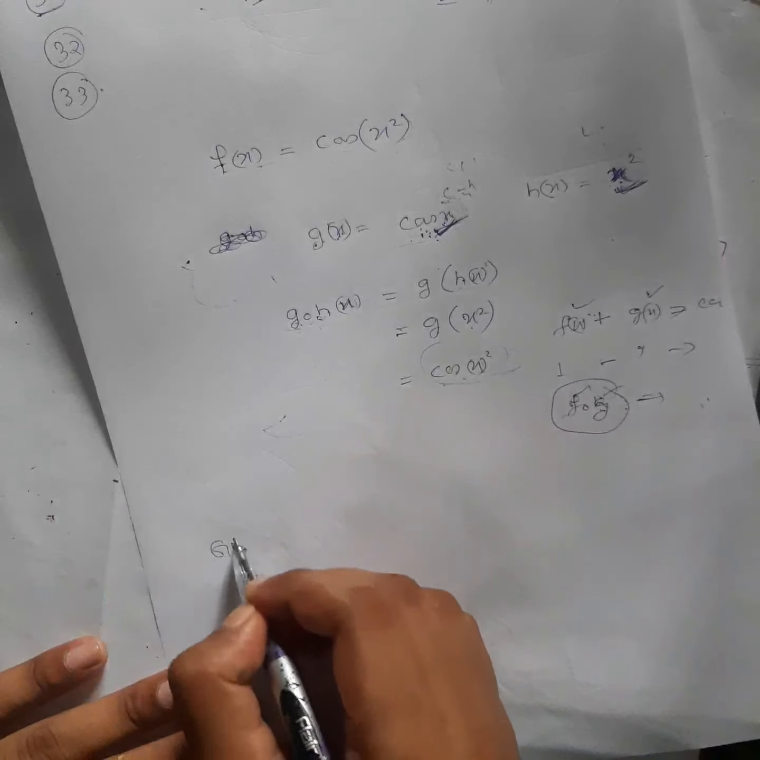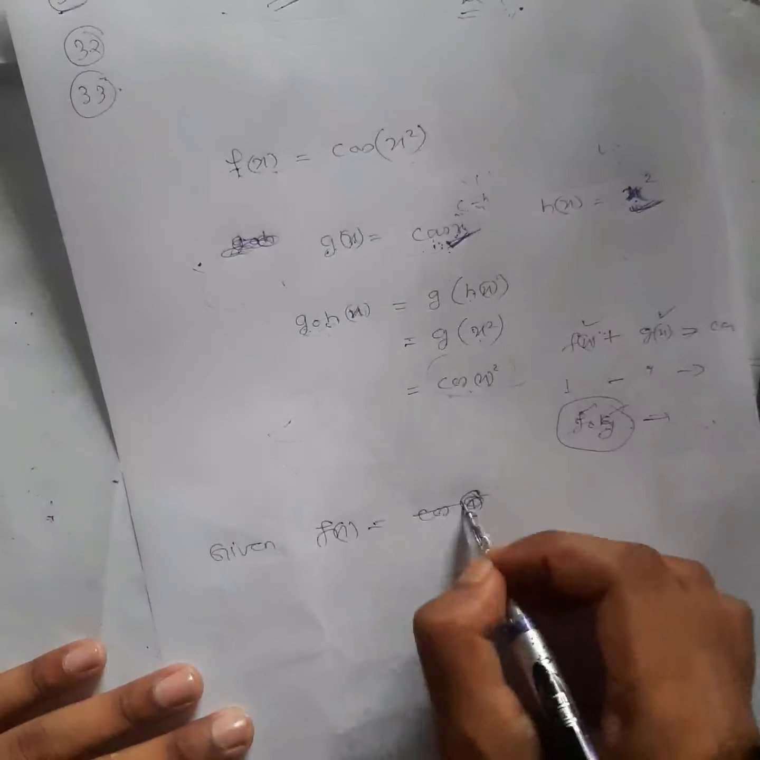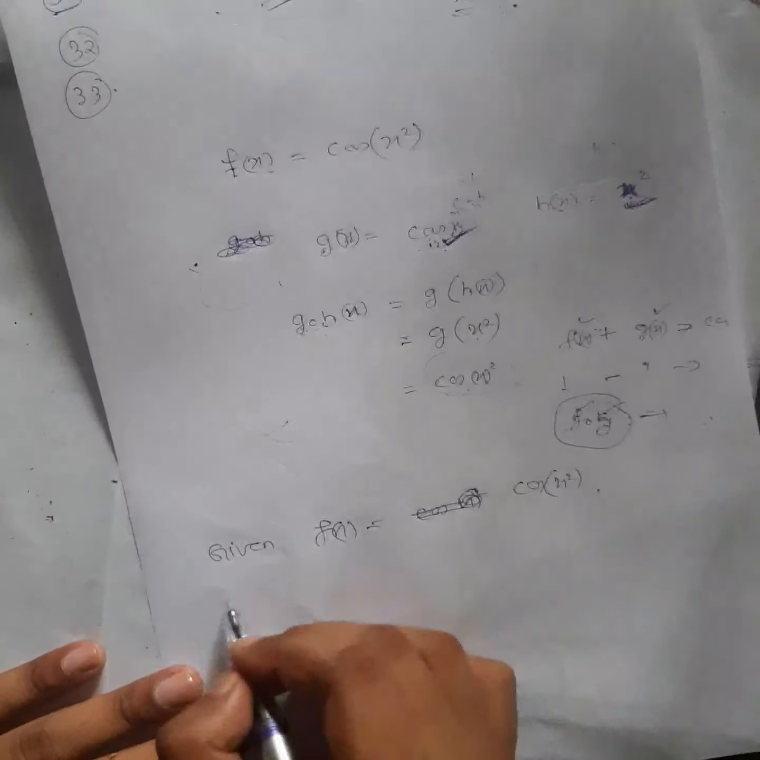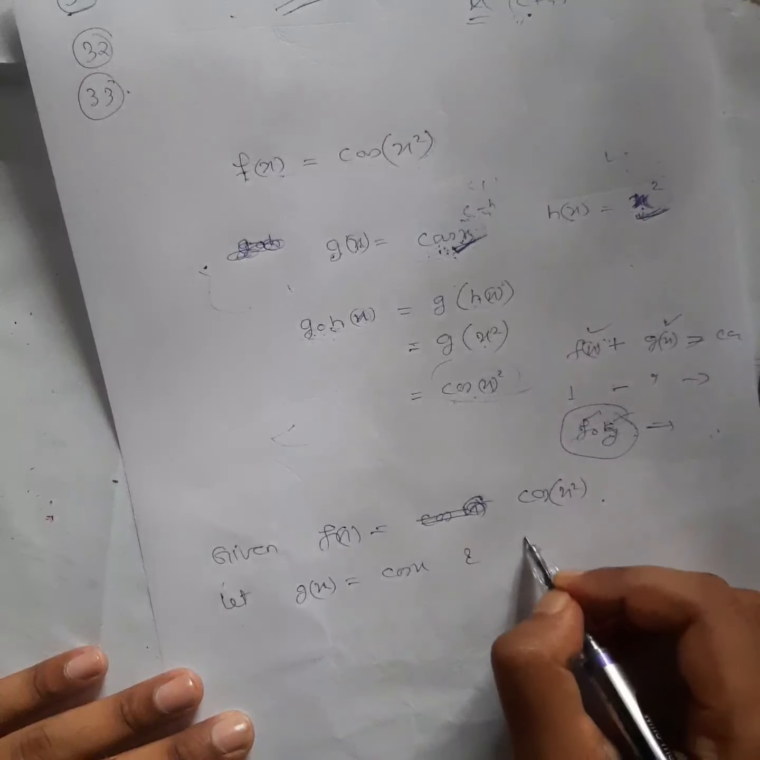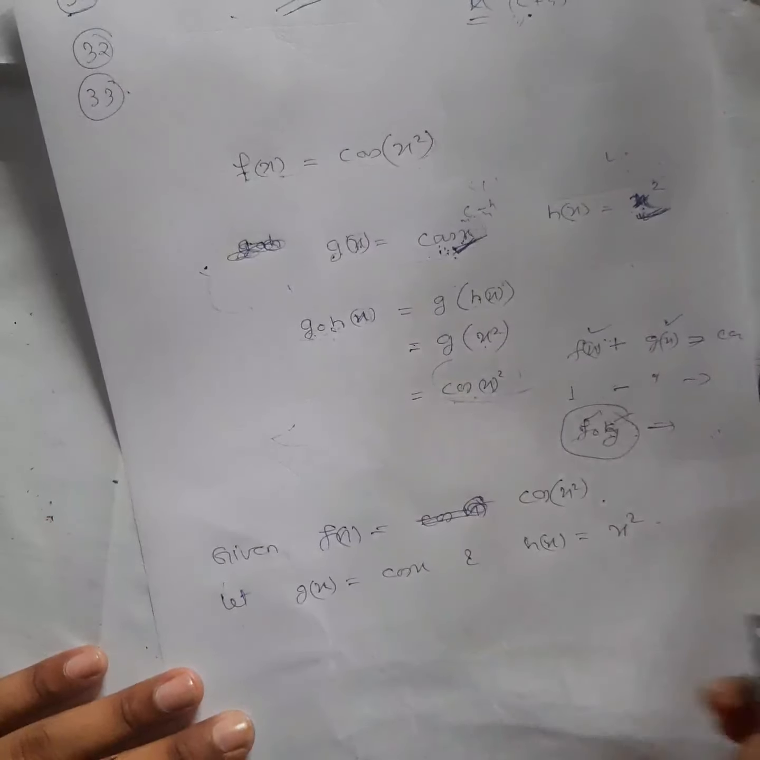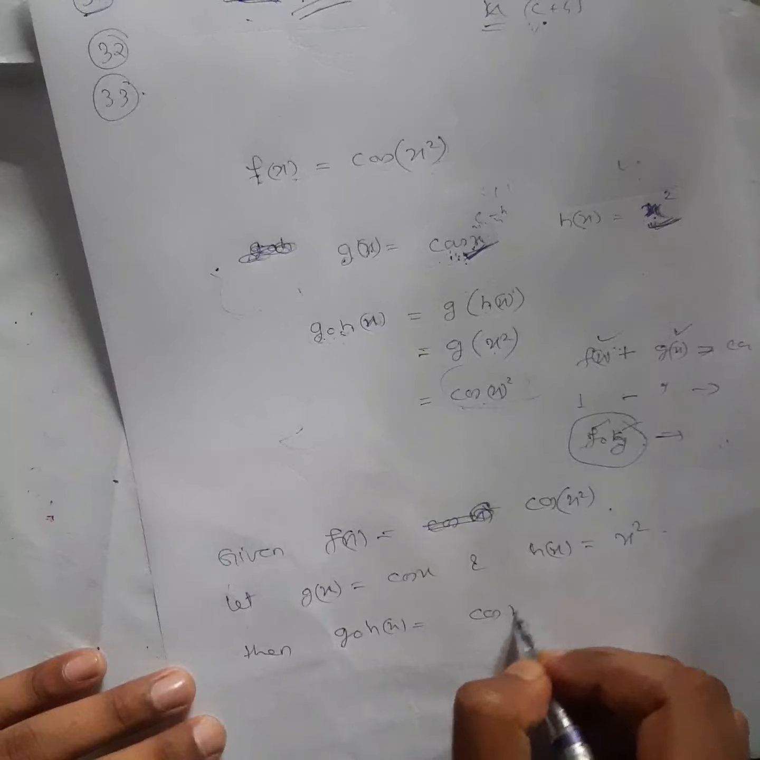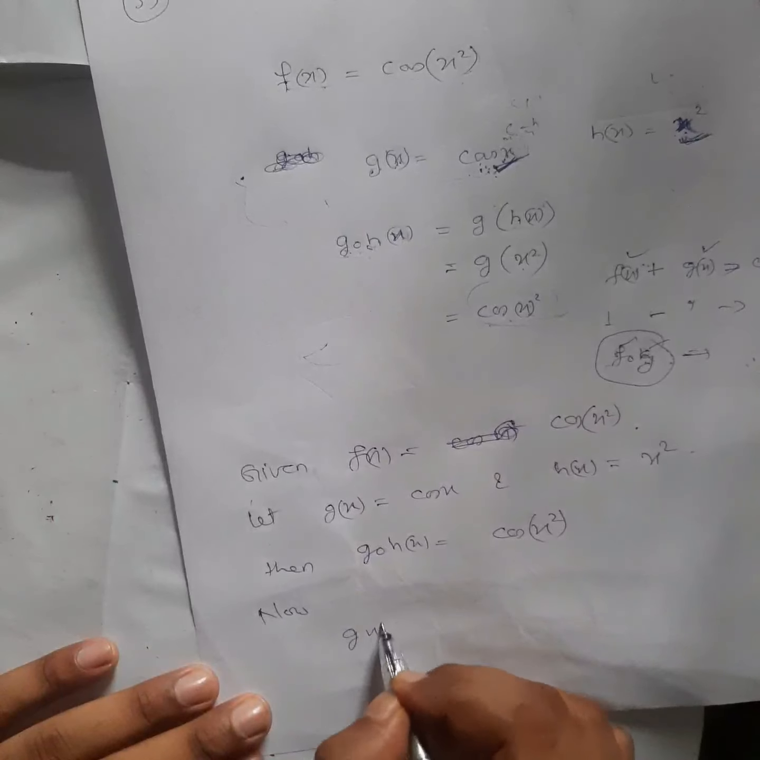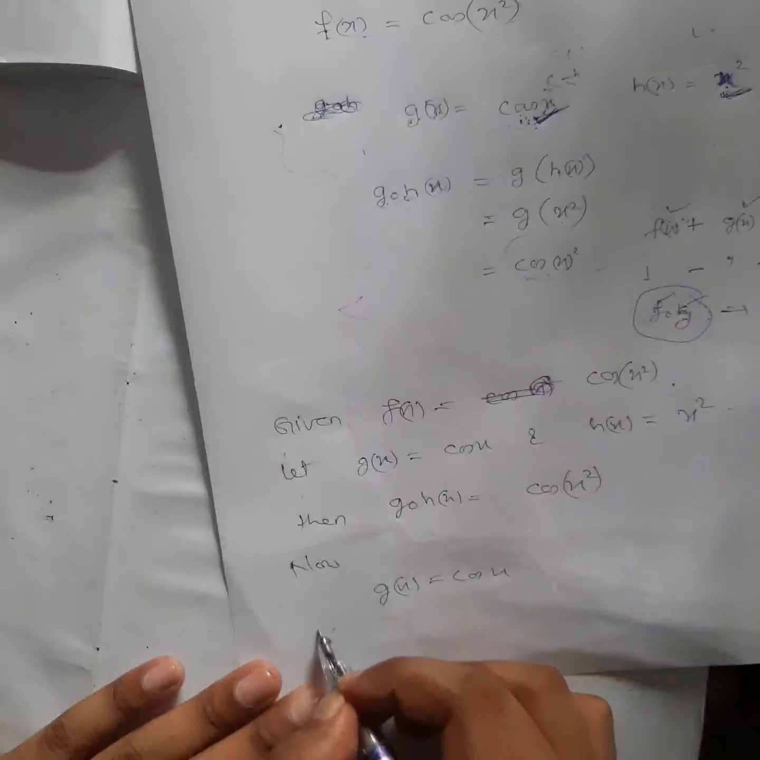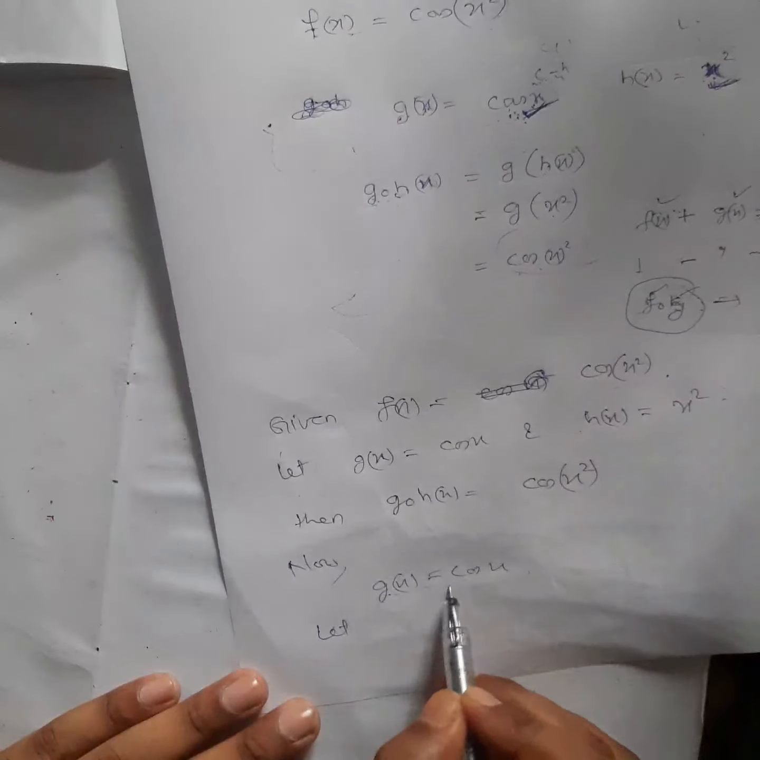So how will you write this one basically? If you want to start, you can start like this: given f x is equal to cos of x square. Let g x be equal to cos x and h x be equal to x square. Then g of h x is equal to, you solve it and show that it is cos x square. Okay, now g of x equal to cos x. I'm going to show this function is continuous first. Now g x is equal to this one, right?